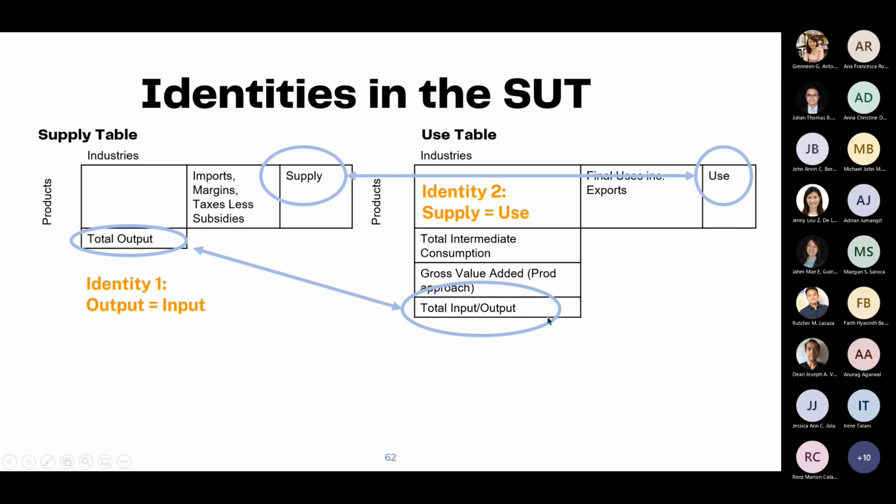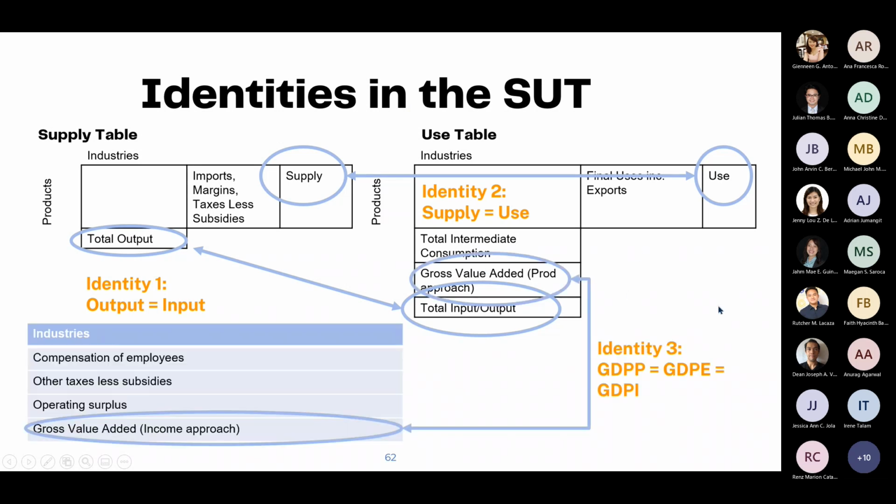The second identity would be that total supply on a product level should equal total use on a product level. So the amount of products available for use must have been supplied domestically and or from imports, and must have been used for whatever purpose. And finally, all three approaches in calculating the GDP are the same. Recall that GDP is also the same as your gross value added.